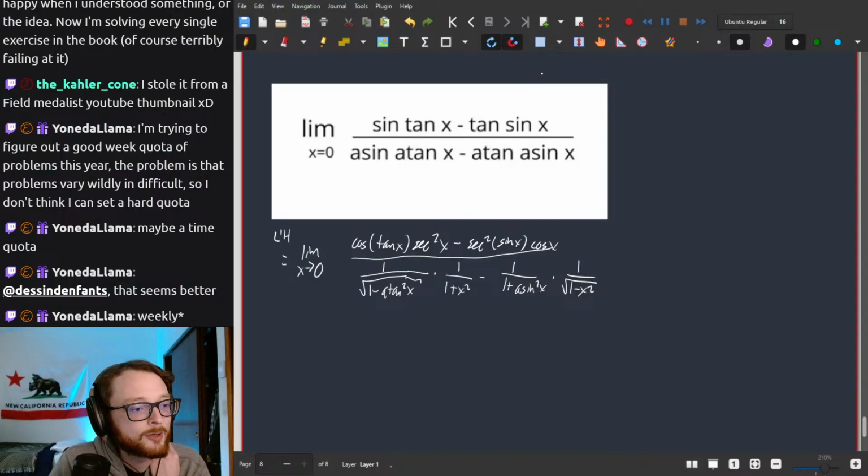Trying to figure out a good weekly quota of problems this year. The problem is that problems vary very wildly in difficulty. You don't think you can set a hard quota, maybe a time quota. Ooh, yeah. There you go.